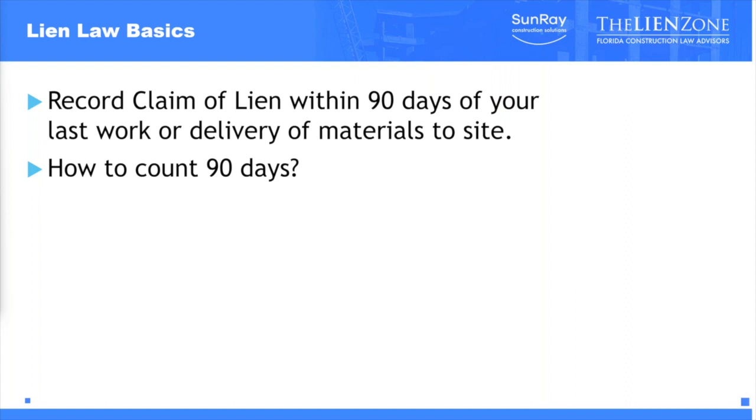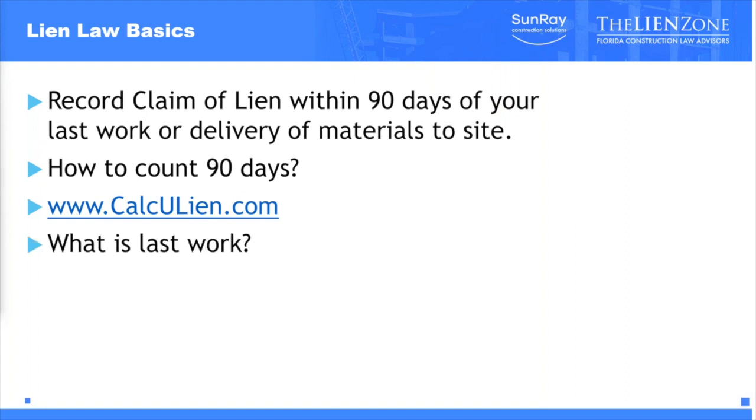If day 90 lands on a weekend or legal holiday, then it's going to roll to the next business day. So if the 90th day was a Sunday, then it would be rolled to Monday. And if Monday was a legal holiday, it would roll to Tuesday. Again, that tool I told you about, calculien.com, will help you calculate both notice to owner deadlines and lien deadlines. If you go to calculien.com, put in your information, we'll send you one for free.